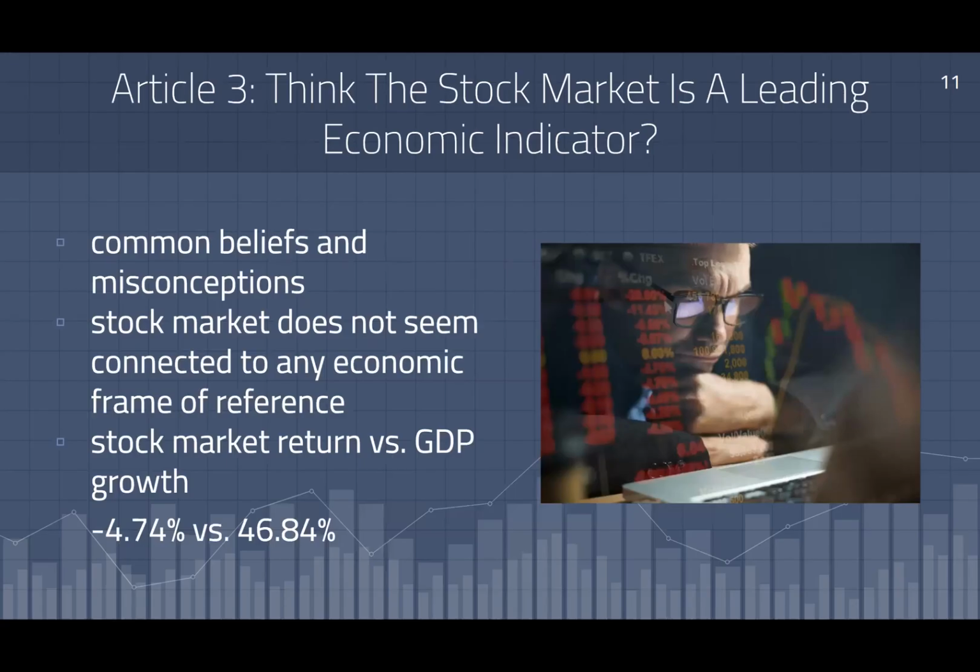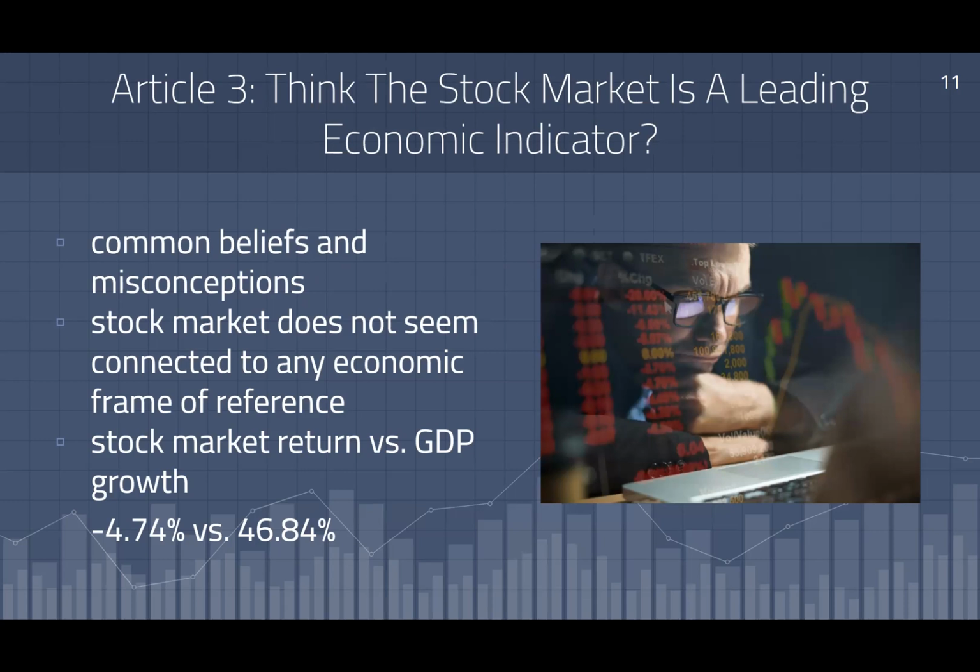The last article that we will be discussing is published by Forbes, called Think the Stock Market is a Leading Economic Indicator? Think Again by Ivan Ilin. The article discusses the challenge of understanding the relationship between the stock market and the economy, particularly in the near term, where the stock market seems disconnected from any underlying economic frame of reference.